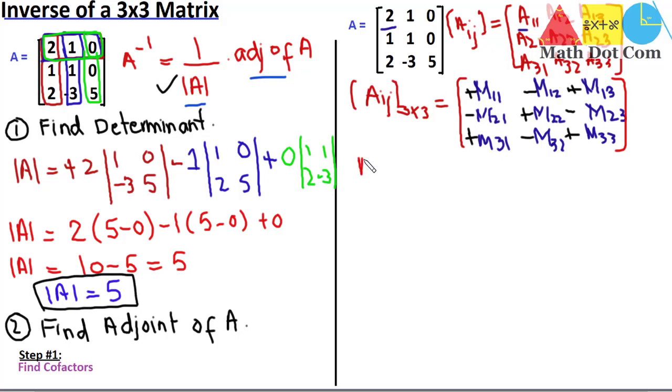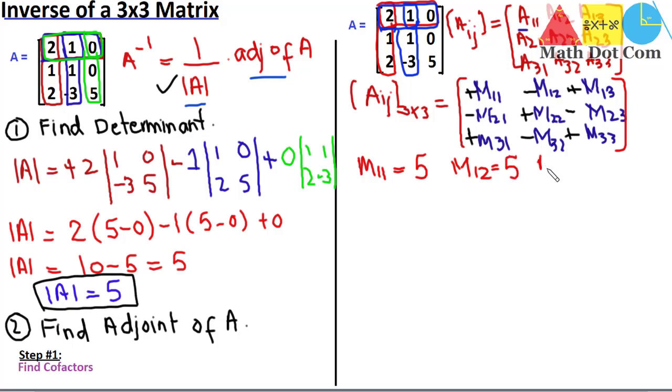So if I say M11 is the minor of this element, we have to delete this row and this column and find the determinant of the rest of the elements. So it will be 5 minus 0, so M11 will be 5. Then we have M12. M12 is the minor of this element, so we have to delete this row and this column and find the determinant of the rest of the 4 elements. So what will it be? It will be 5 minus 0, so it will again be 5.